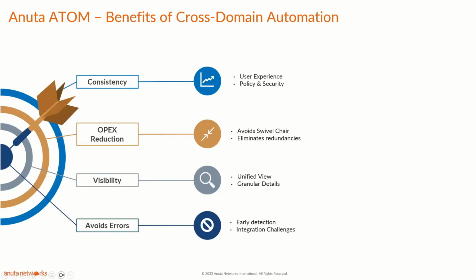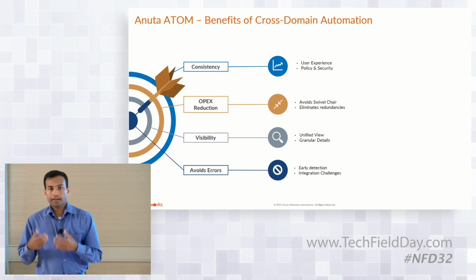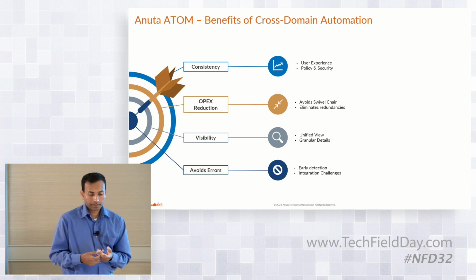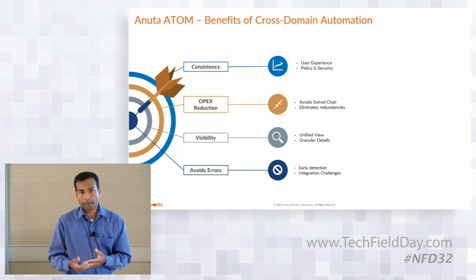These are the benefits of cross-domain automation from Atom. It ensures consistency in terms of user experience, security, and policy. It avoids manual handoffs, eliminates redundancies, and reduces operating expenses. Because of your single pane of glass, you now have full visibility across multiple domains, and you can still have granular control of each domain as well. And it avoids errors when it comes to integrations as well as operational aspects.